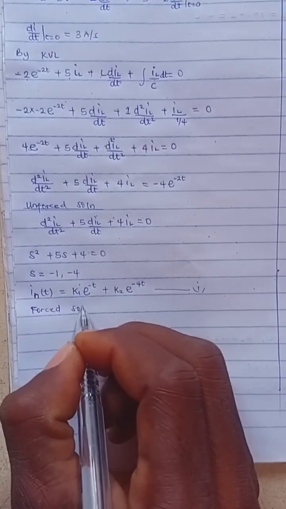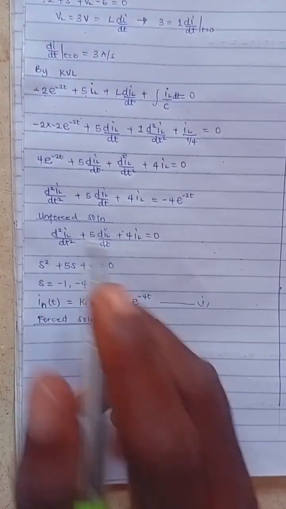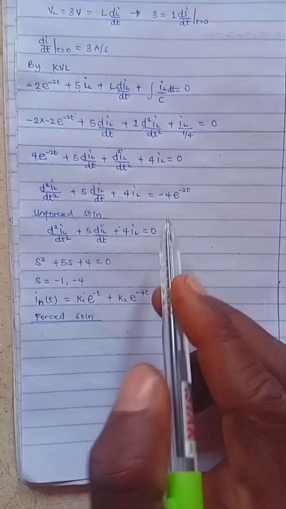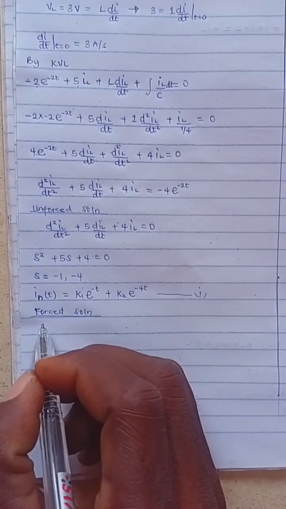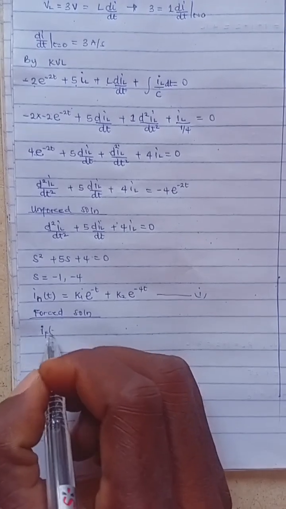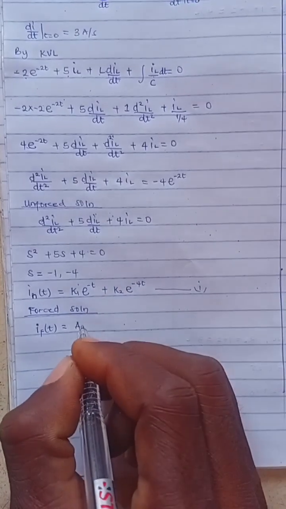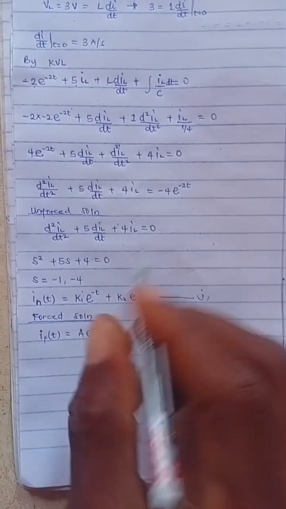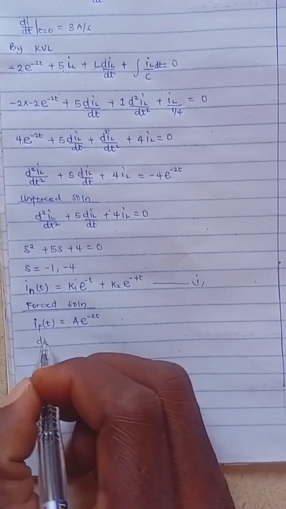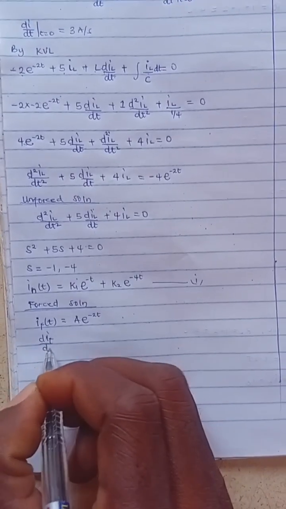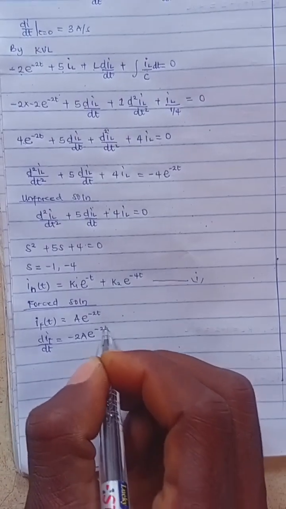So how about the first solution? The first solution to this differential equation. Remember, this is a second order differential equation. If you want to look at the first solution, you look at the nature of your right hand side. So let's assume a trial solution of I first of time equal to a constant a exponential minus 2t. So substitute this into this differential equation. If you differentiate I f with respect to time, you get minus 2a exponential minus 2t, right?